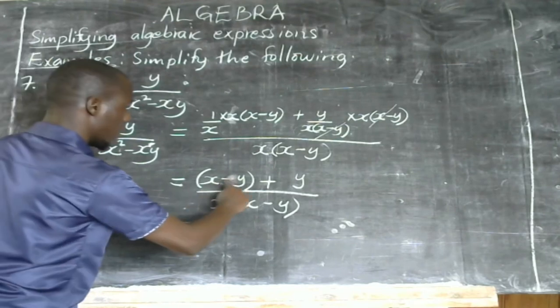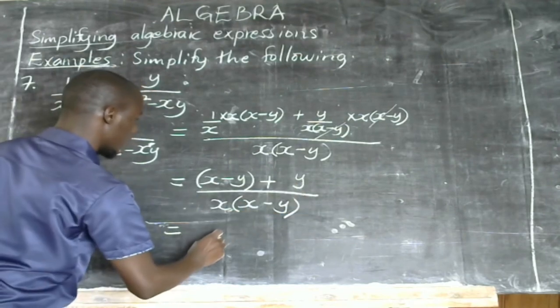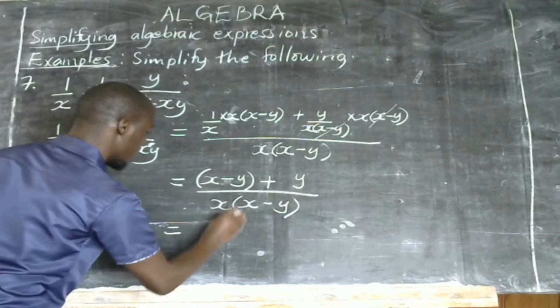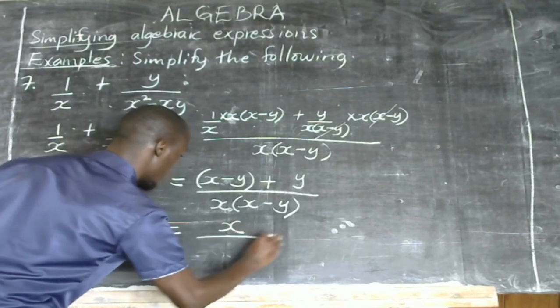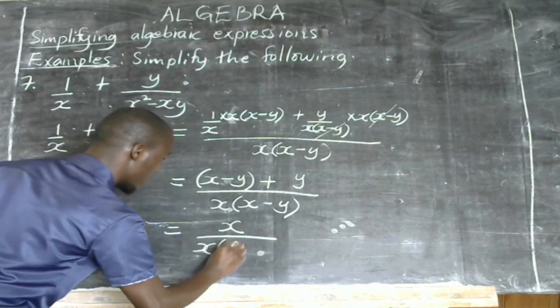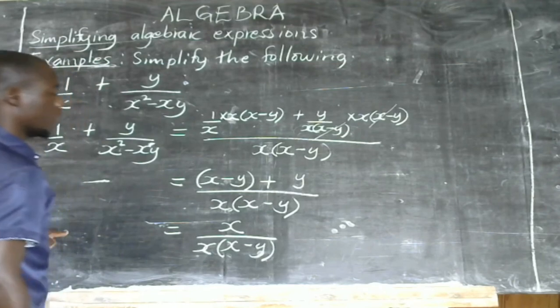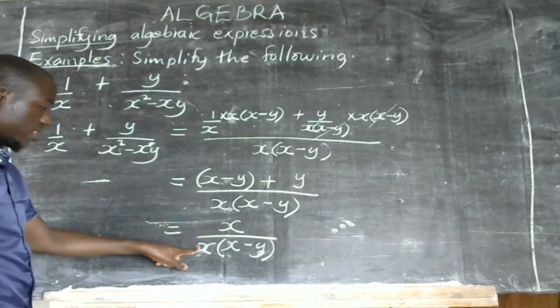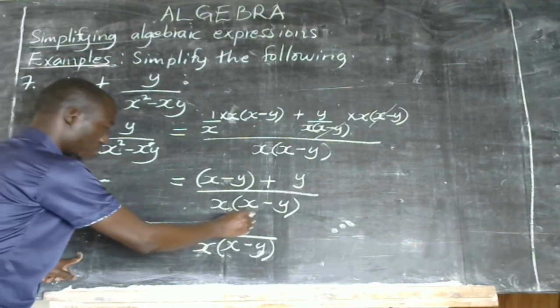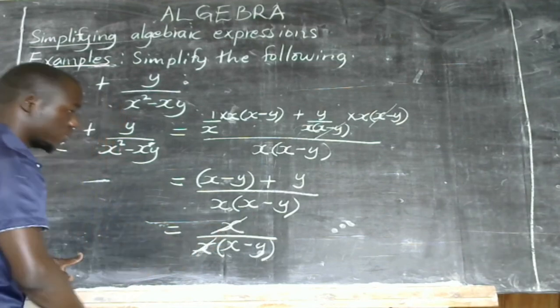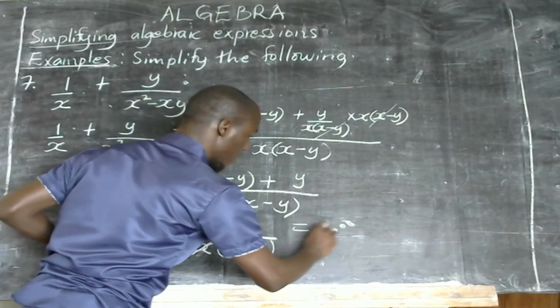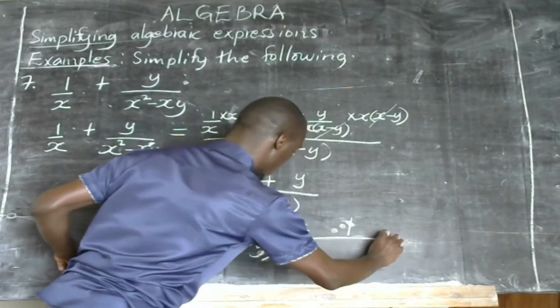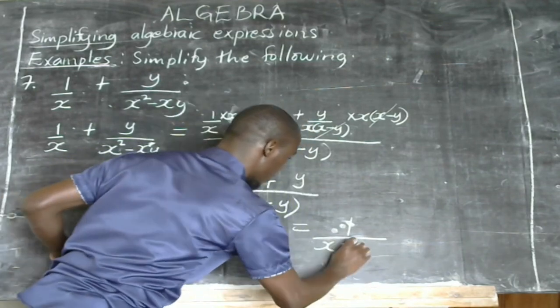So negative y plus y is going to be 0y. Then I'll be left with x in the numerator all over x into x minus y. So the x in the numerator divided by the x in the denominator, they are going to cancel out. Then I'll be left with a 1 in the numerator divided by the x minus y.